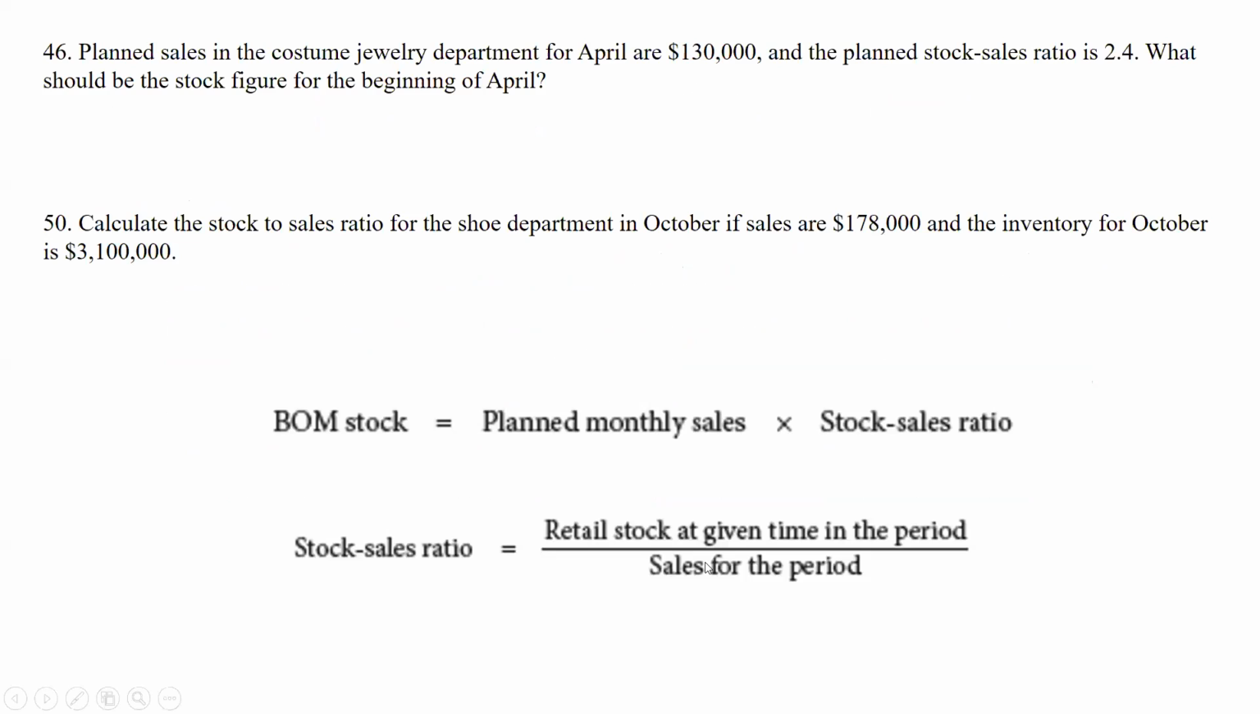Okay. So you see down here, you have the formulas, which is BOM stock, or beginning of month stock, which is equal to planned monthly sales times stock to sales ratio. Or again, you're flipping the formula to get stock to sales ratio, given the retail stock for that given time period divided by sales. Now, this retail stock is also similar to your BOM stock. So whenever you hear the word stock, BOM stock, or EOM stock, they're all related to your inventory or stock.